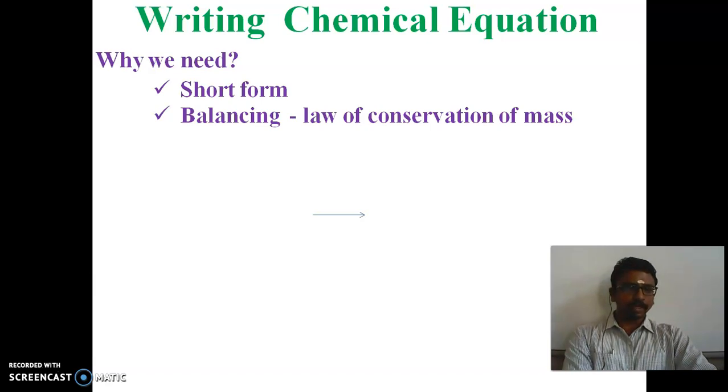So, why we need to write the chemical equation comes down to two major things. One is that the equation will be written in the shortest form. Here we can write only the symbol of that chemical formula, not the name. And next, we have to balance the chemical equation. The balancing of the chemical equation is done by the law of conservation of mass.